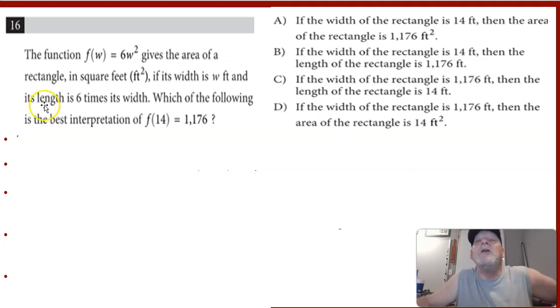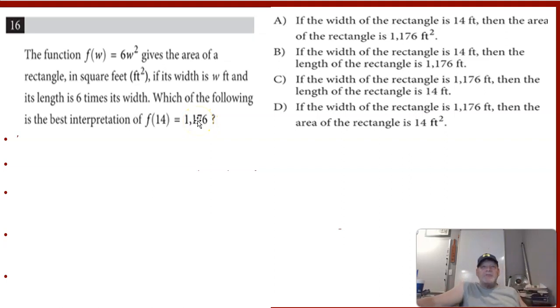On 16, and you can pause this and work it once I talk about the whole problem first, if you'd like. The function f of w equals 6w squared gives the area of a rectangle in square feet if its width is w feet and its length is 6 times its width. Which of the following is the interpretation of f of 14 equaling 1176?